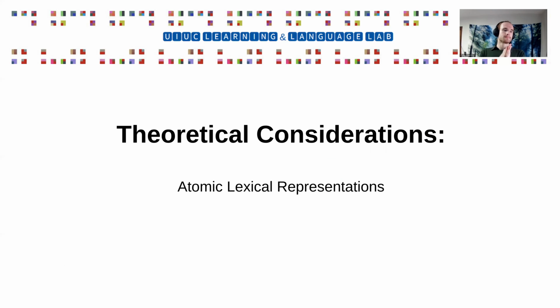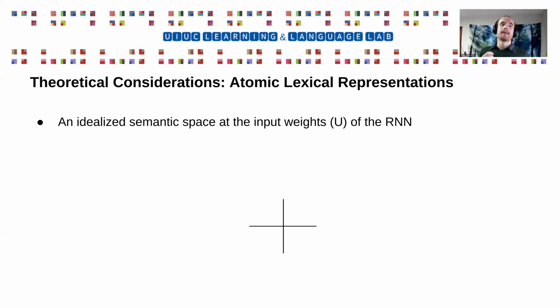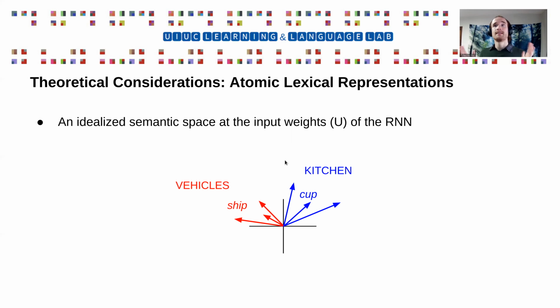So let's introduce some theory and make this a bit more formal, right? So ideally, the RNN would learn category knowledge at the input weights U. So let's illustrate this. So consider a two-dimensional weight matrix U. What we want here in this potentially semantic space is for words belonging to one category to cluster in one area of the space, and words belonging to another category to cluster in another area of the space. This is the ideal scenario.